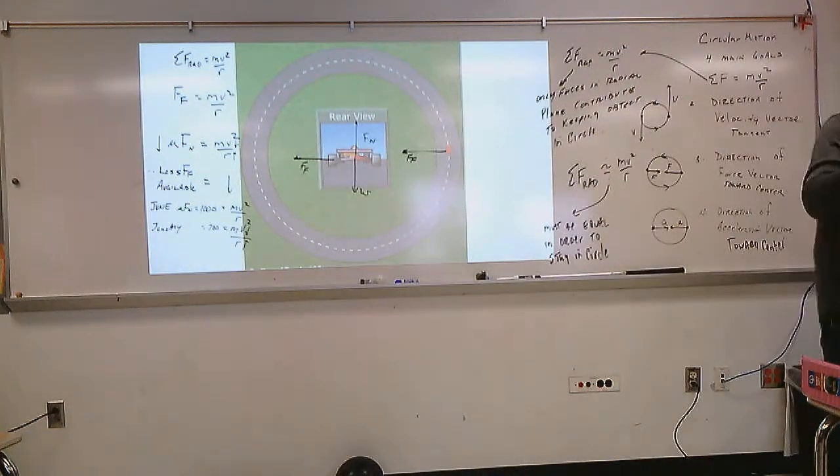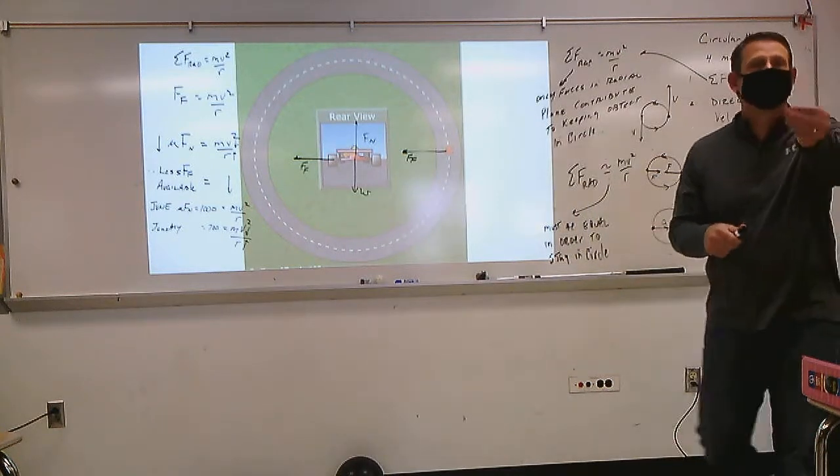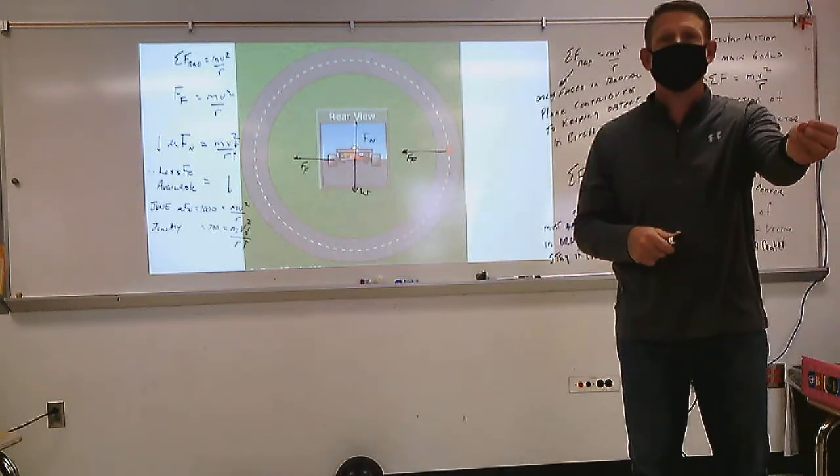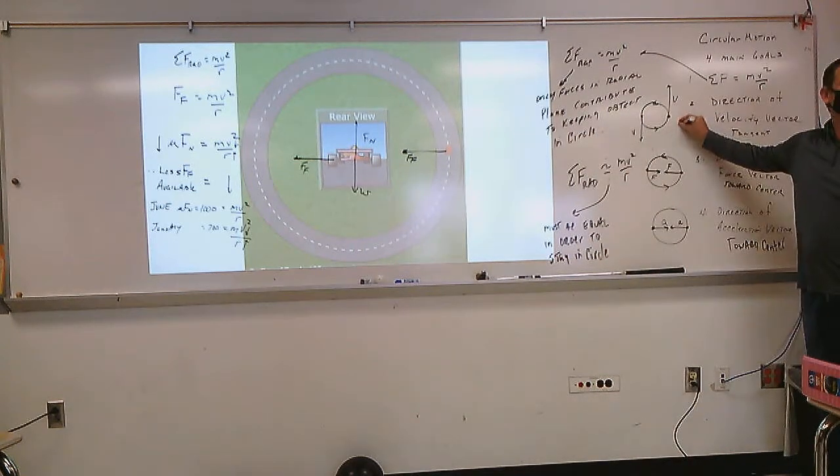If it's greater than 700, does your car make the turn you're attempting to make? No. And where does it go? It goes where it wants to go. Where does it want to go? It wants to go in a straight line.